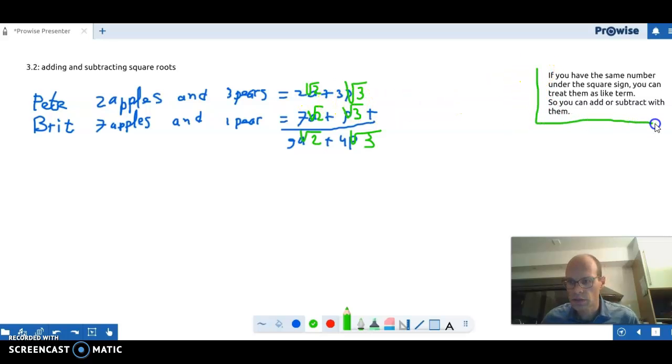That's over here. That's the notes. This is what we're going to use this whole paragraph. If they have the same number under the square root sign, you can treat them as like terms, so you can add or subtract them.